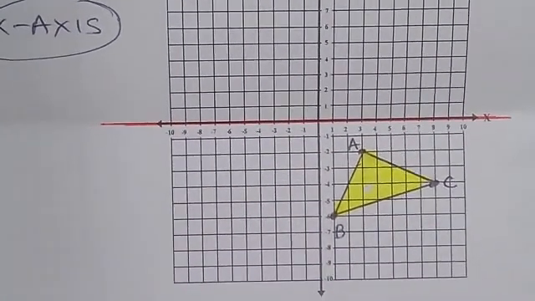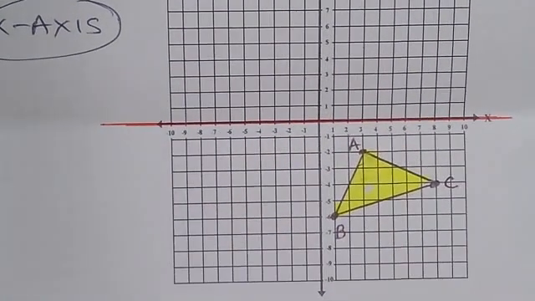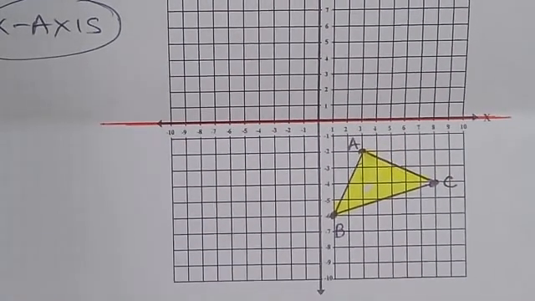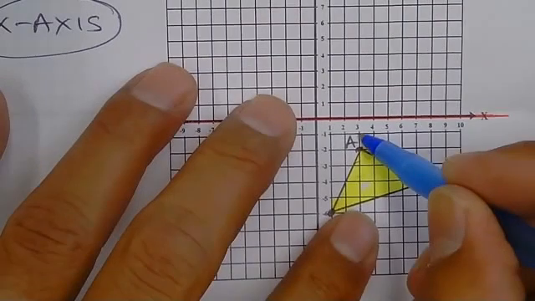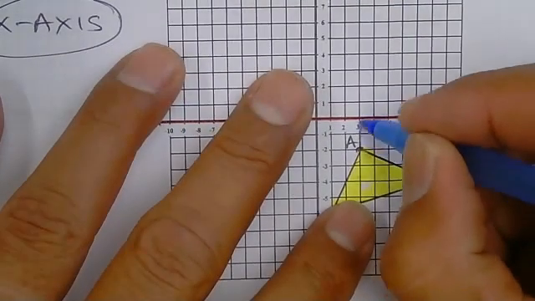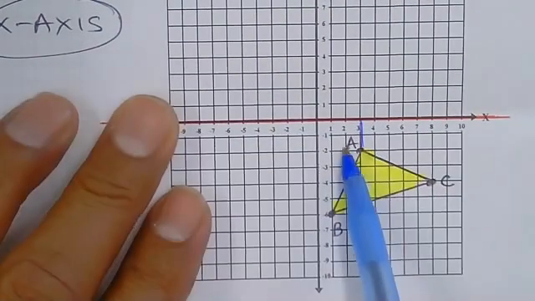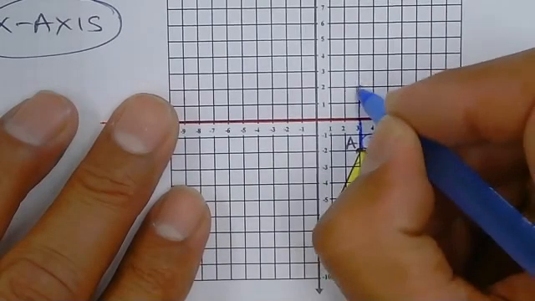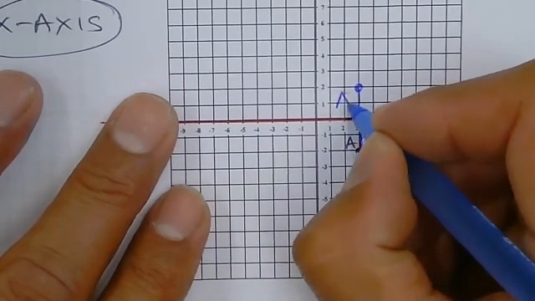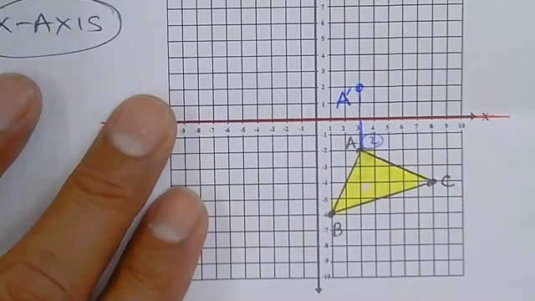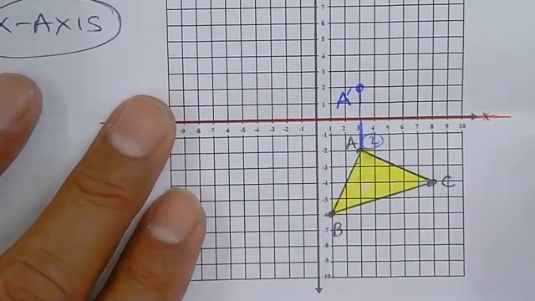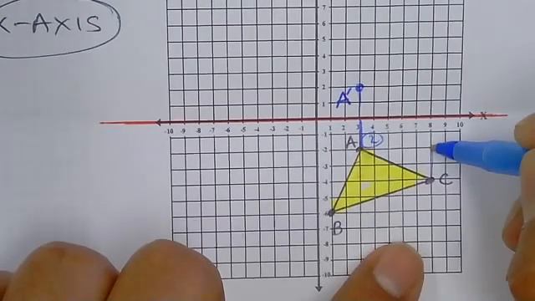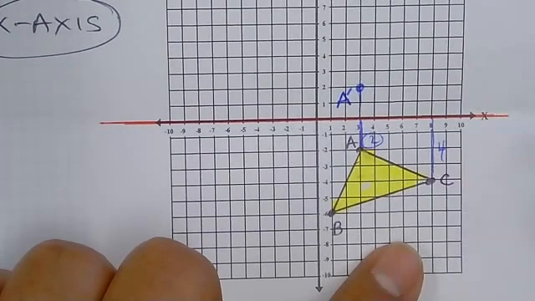Okay, so how do I know exactly, everybody? We count each point to that line, right? Here's point A. How far is point A to get to that line? 2 units. So I count 2 that way. 1, 2. That's my new A. So you put A prime.